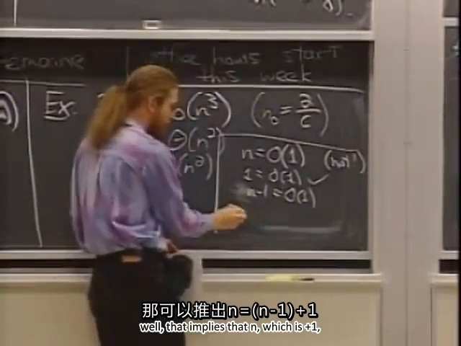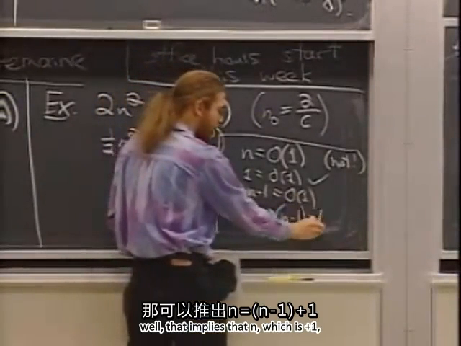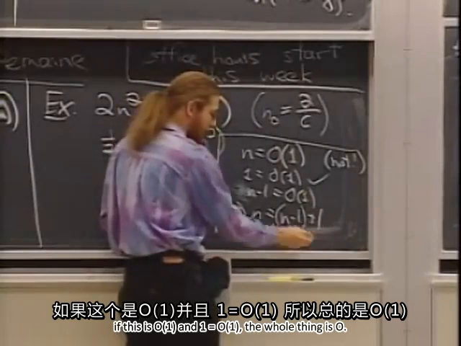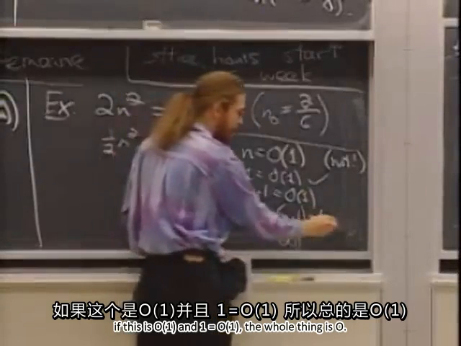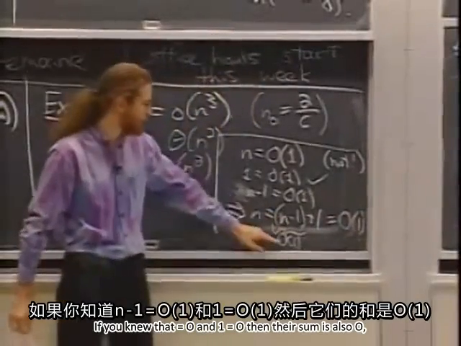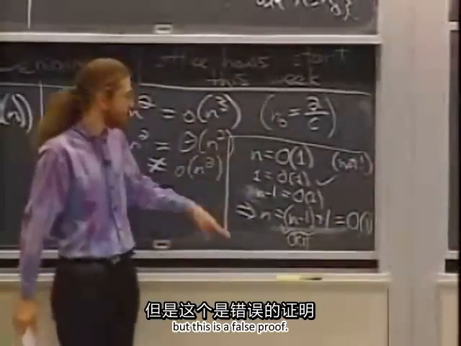Well, that implies that n, which is n minus 1 plus 1, well, if this is order 1, and this 1 is order 1, so the whole thing is order 1. And that's true. If you knew that n minus 1 was order 1 and 1 is order 1, then their sum is also order 1. But this is a false proof.